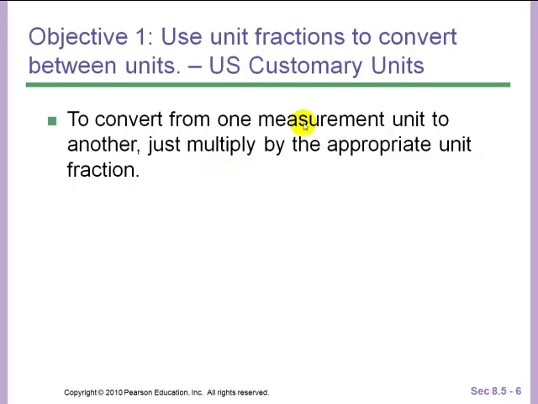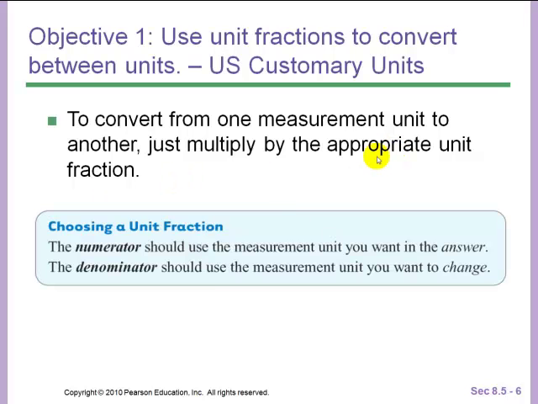To convert from one measurement unit to another, you just multiply by the appropriate unit fraction. When you're deciding which is the appropriate unit fraction, remember that the thing in the numerator, the top, will be the measurement you want your answer to be in. The thing in the denominator is what you want to get rid of, so it's what you're trying to change.